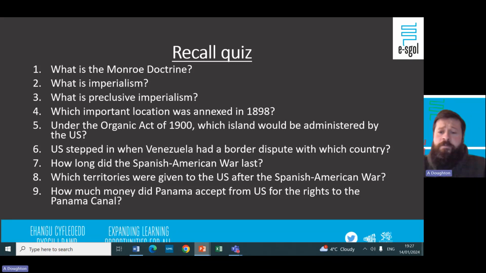Okay, so if you're unsure about any of these, just rewind it and have a look through. But that's the important information you should know for the first few topics on the specification.